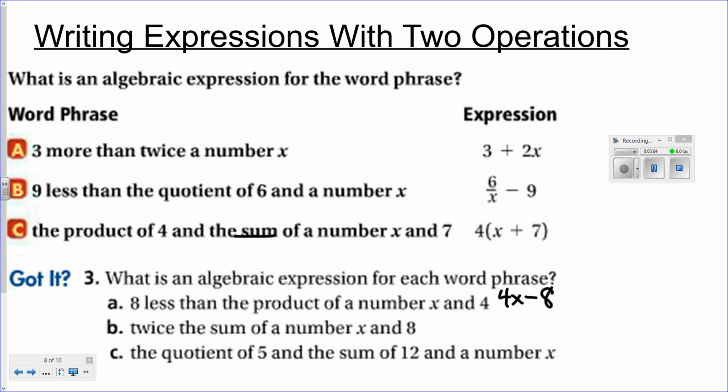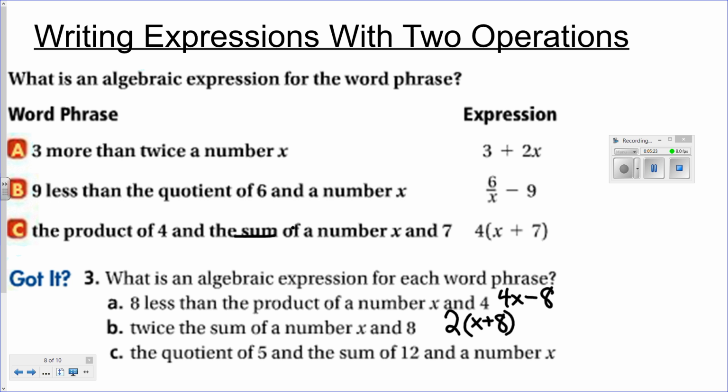B is a little trickier. It says twice the sum of a number x and 8. So it's 2 times the sum. And so the sum is x plus 8, and it's twice that, so it's 2 times that sum.